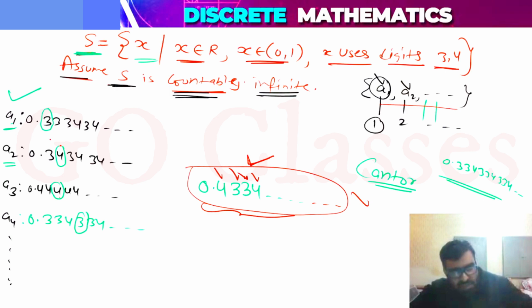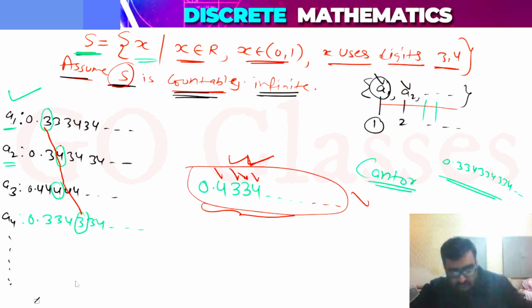Why is this a diagonalization proof? Because you can see this is the diagonal that we are creating. On this diagonal, we are flipping every digit: converting 3 to 4, 4 to 3, 4 to 3, 3 to 4, and so on. The reason we are doing it is that we want to create a number which is not in this sequence. And hence, we have proven that this set S is not countable.